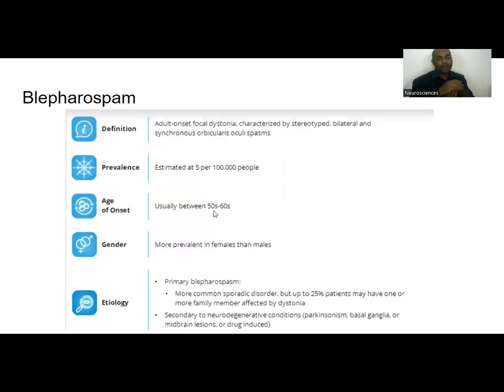Right. So next is blepharospasm. It is an adult onset focal dystonia characterized by stereotyped bilateral synchronous orbicularis oculi spasms. Age is similar, 50 to 60 years, more prevalent in females. Usually it is primary, but can be secondary to some neurodegenerative conditions like Parkinsonism, midbrain lesions, or drug-induced.